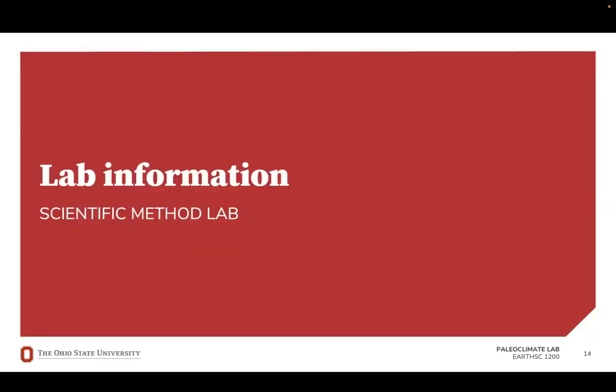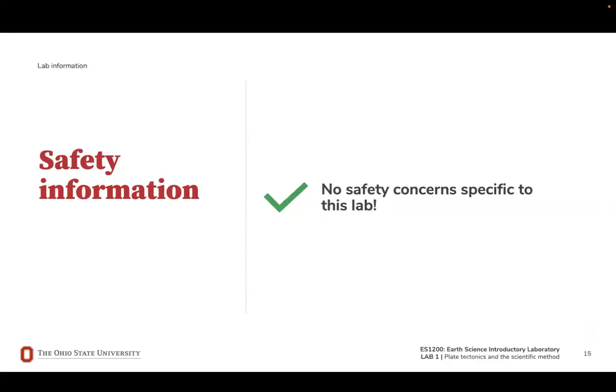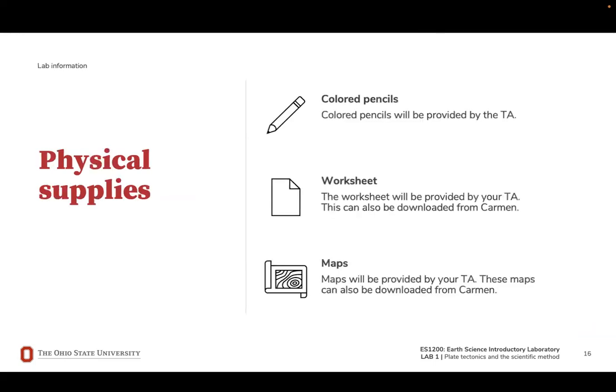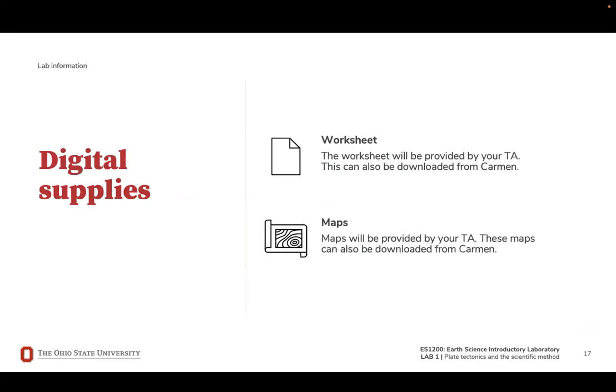Next, we'll discuss information that you'll need to complete this lab. Fortunately, there are no safety considerations that are specific to this lab. We will always go over any safety considerations before the beginning of the lab. To complete this lab, you will be provided with colored pencils, a double-sided worksheet, and several maps. And fortunately, this week, you won't need any digital supplies. However, if you choose to, you can download the worksheet and the maps on Carmen.